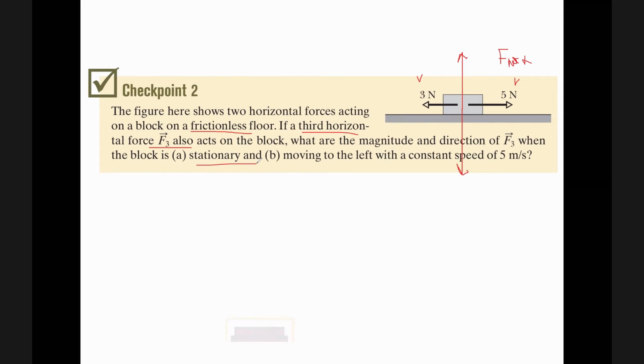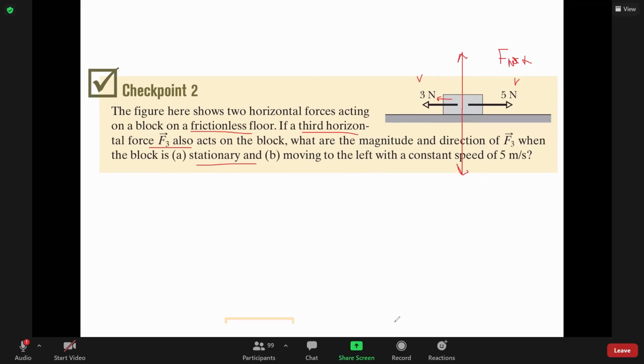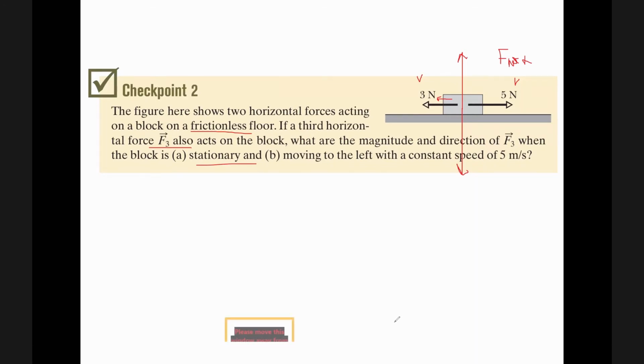If I add a third horizontal force, the object will be stationary, it's not going to move or slide. It means if this is 5 and this is 3, I need to add a force here of 2 Newton, so that the force from the right equals the force from the left. So it is stationary, which means its net acceleration is equal to 0. Do you agree with me? Everybody agree? Yes, 2 to the left. Because I'm making it equal, 5 Newton equals 5 Newton. It should be to the left.